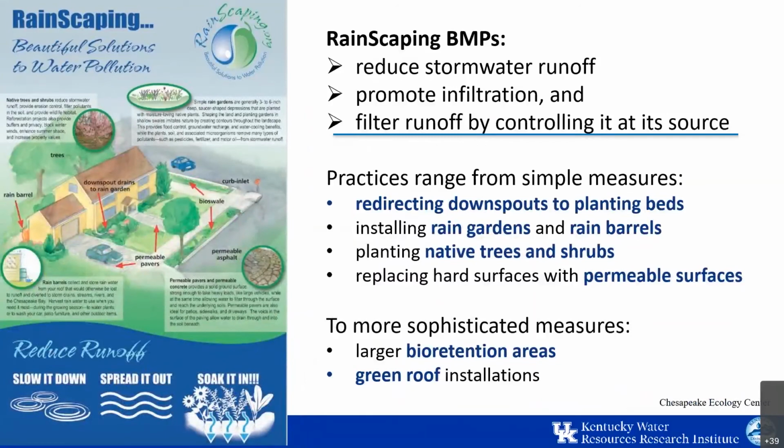Rainscaping suggests simple measures for reducing the stormwater runoff, promoting infiltration, and filtering runoff by controlling it at its source through some of the measures we've already talked about today. They also have information on the more complex and larger scale measures in addition to those for homeowners.